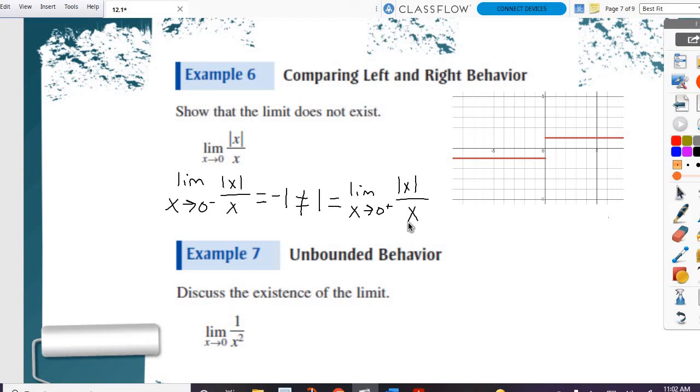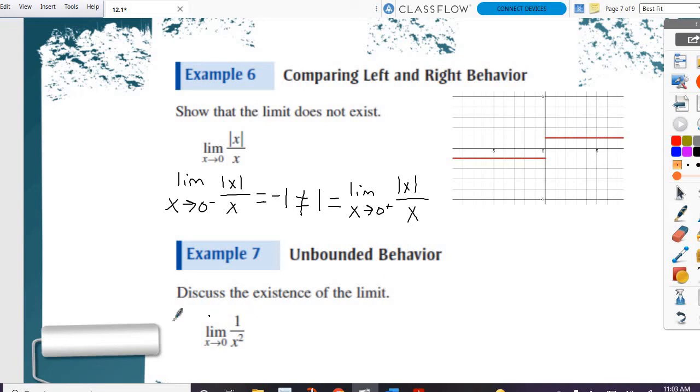That's okay. Or you could say, notice that the limit as x goes to 0 from the left is equal to negative 1, the limit from the right is equal to 1, and negative 1 does not equal 1. We basically just have to say that they do not equal.